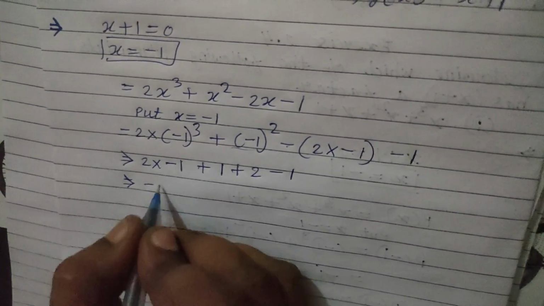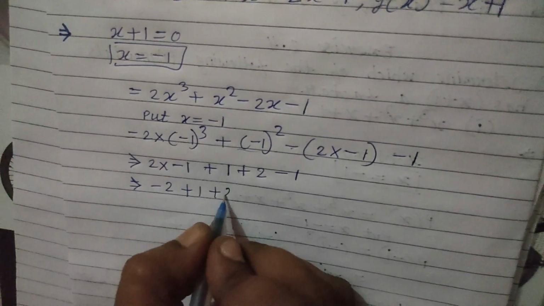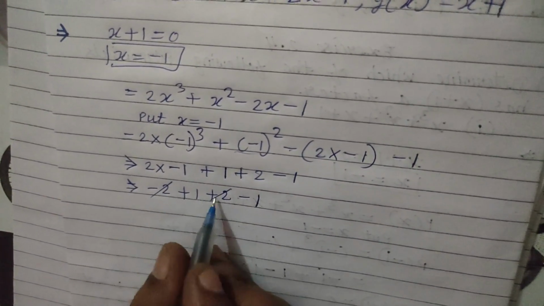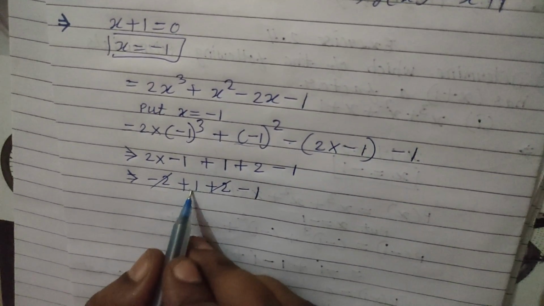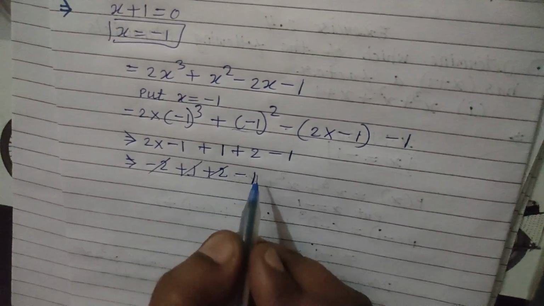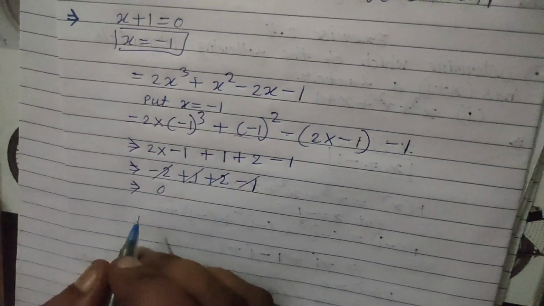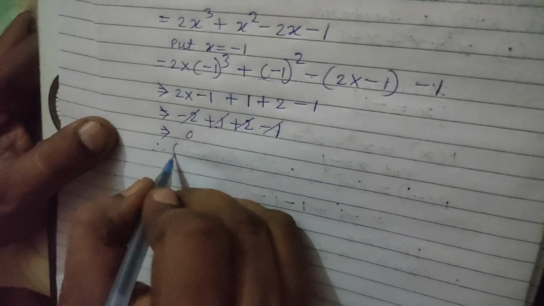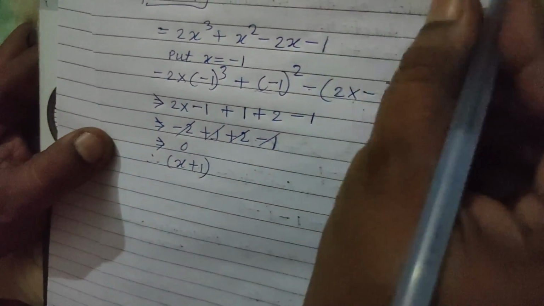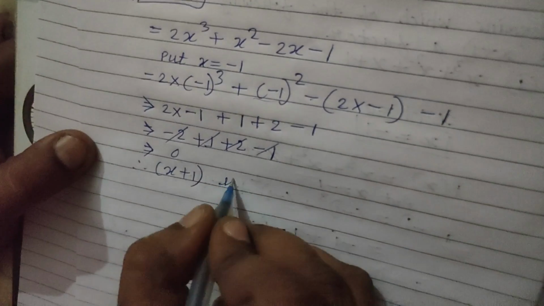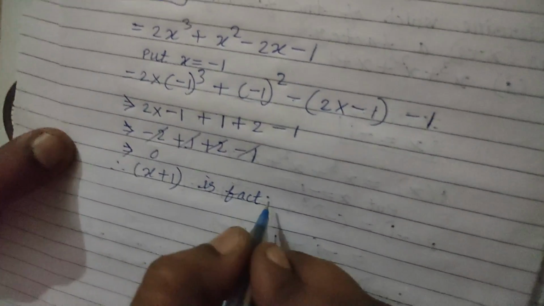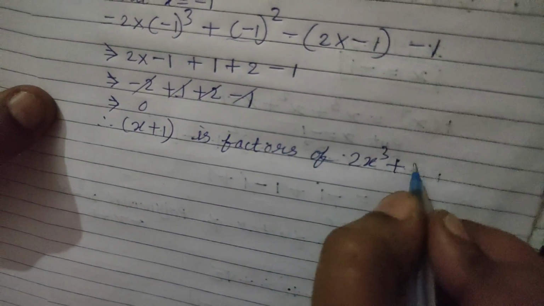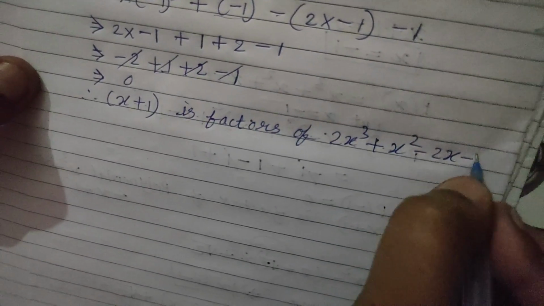So it will be minus 2 plus 1 plus 2 minus 1. Here minus 2 plus 2 cancel because the same digit has a different sign, so we cancel it. Here also the same digit has a different sign, it gets cancelled, so your answer is 0. So since after putting the value of x you are getting the value 0, hence x plus 1, that is g of x, is a factor of 2x cube plus x square minus 2x minus 1.